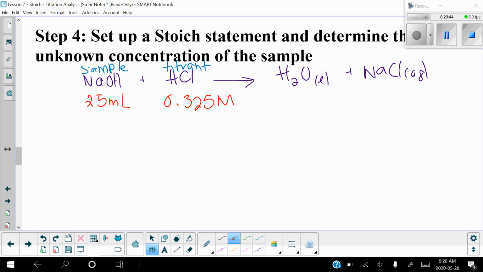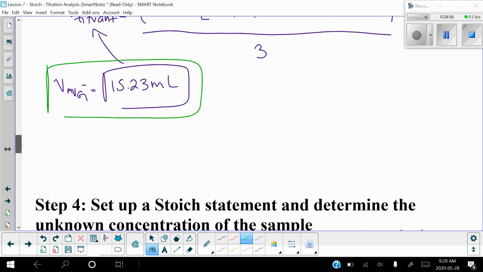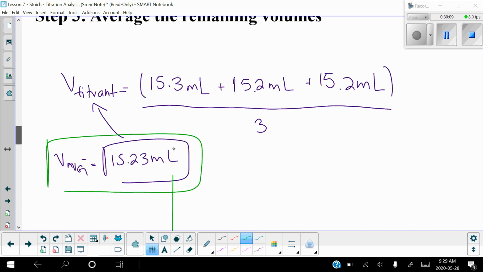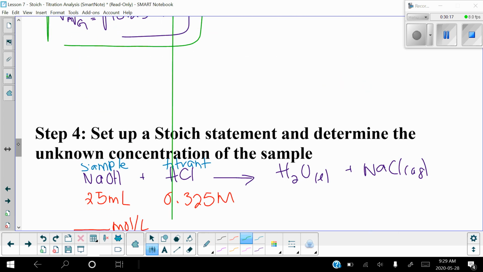It's asking us to find the concentration of the sample. So we're looking for moles per liter of this. But do we have a volume of our titrant? Yes, our volume of our titrant is actually this averaged volume here. So I'm going to go ahead and carry that averaged volume down. And it is going to be 15.23 liters.